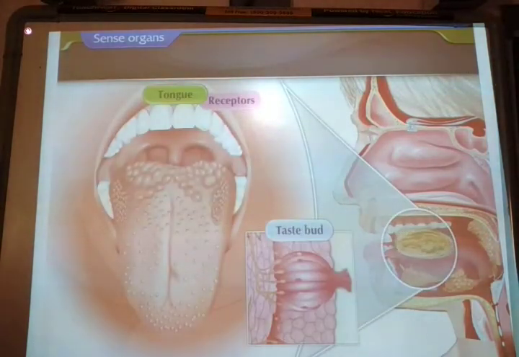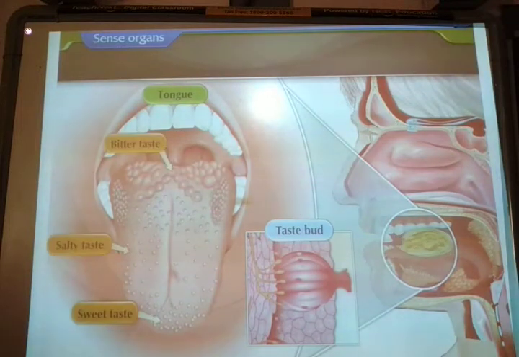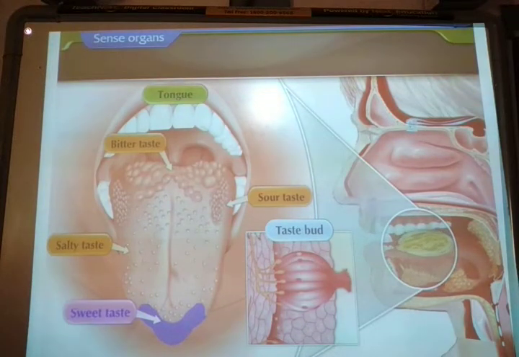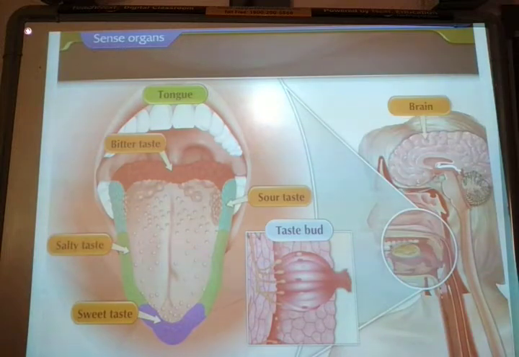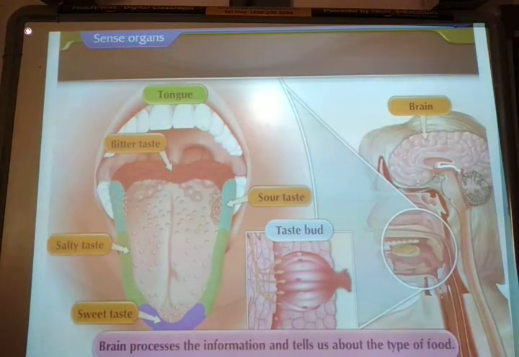The tongue has receptors to detect the taste of food that we eat. These receptors are known as gustatory receptors. There are distinct regions on the tongue where the different tastes are detected. Taste buds present at the tip of the tongue detect sweet taste. Those present at the back detect bitter taste. Taste buds on the side of the tongue can detect salty and sour taste. The taste buds on the tongue transmit the information about the different tastes in the form of a message to the brain. The brain processes the information and tells us what type of food we actually are eating.